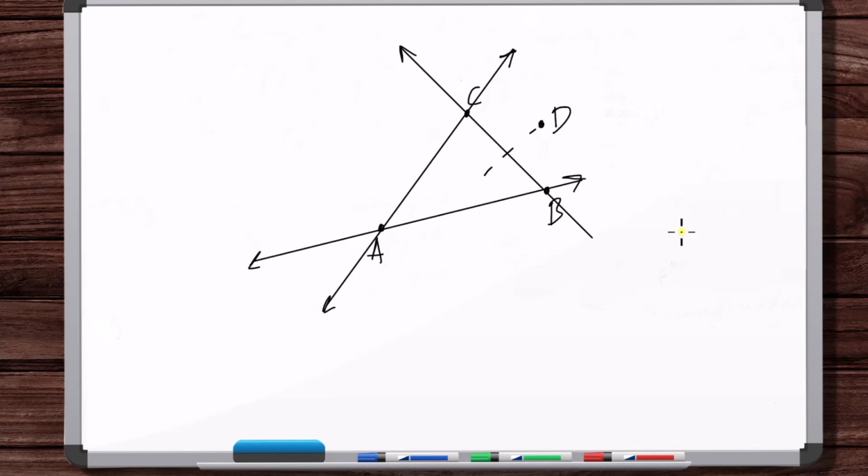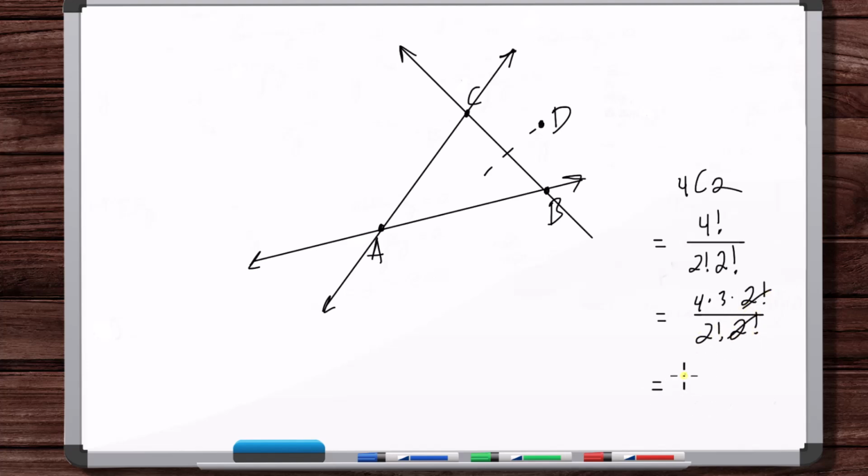It's going to be 4. How many unique lines can we make between these 4 points? That's going to be 4 choose 2. 4 factorial over 2 factorial times 4 minus 2 factorial, so it's 4 times 3 times 2 factorial over 2 factorial times 2 factorial. So 4 times 3 over 2 factorial is 2, so 6 unique lines. Line AD, line AC, AB, BD, etc.